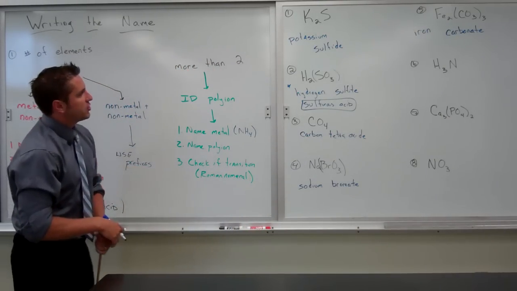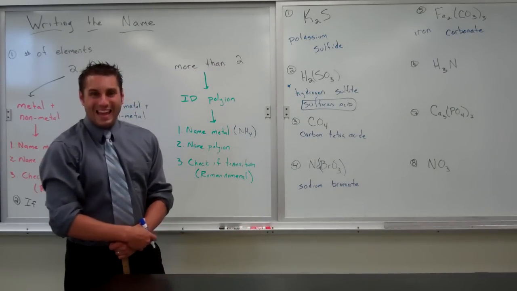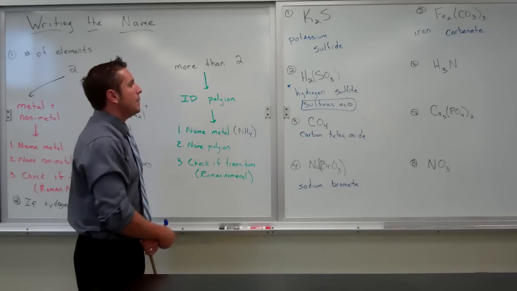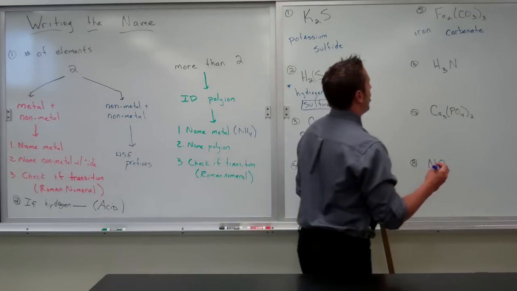And then check if it's a transition metal. Iron is in group 8, which is in groups 3 through 12. Is it one of our 3 exceptions? No, it's not silver, cadmium, or zinc, which means we need to figure out the Roman numeral.